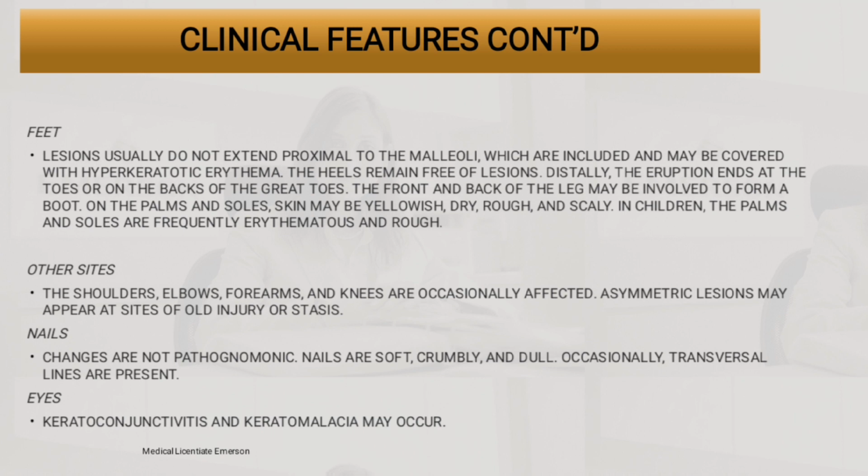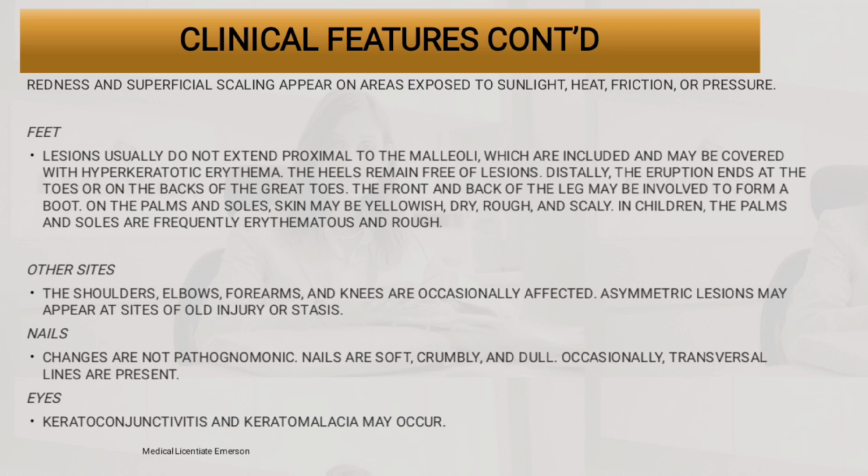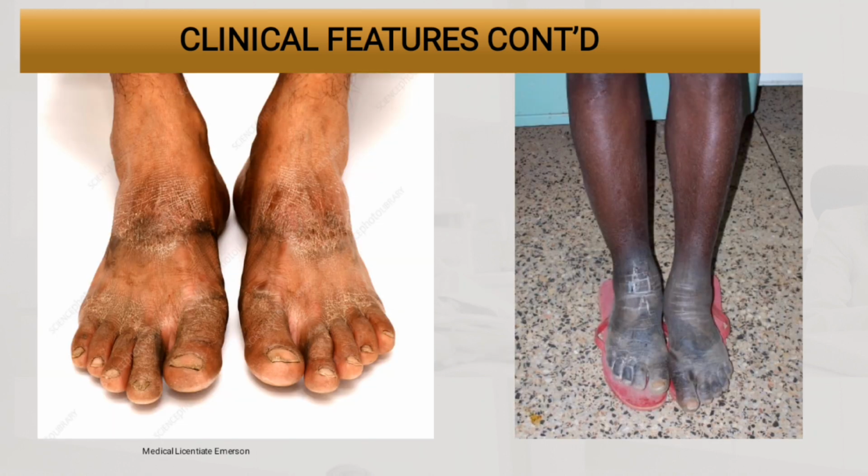Okay, then other sites, the shoulders, elbows, arms, knees are occasionally affected. Then asymmetric lesions may appear at sites of old injury or stasis. The nails, the changes are not pathognomonic. Nails are usually soft, crumbly, and dull. Occasionally transverse lines are present. Then the eyes, there can be keratoconjunctivitis and keratomalacia which may occur. The lesions are more common in areas which are sun exposed. Okay, that's the thing you have to understand.